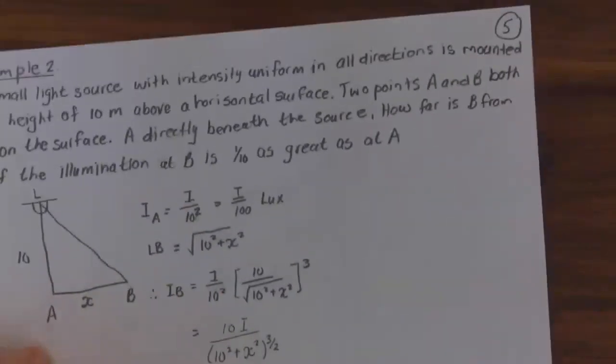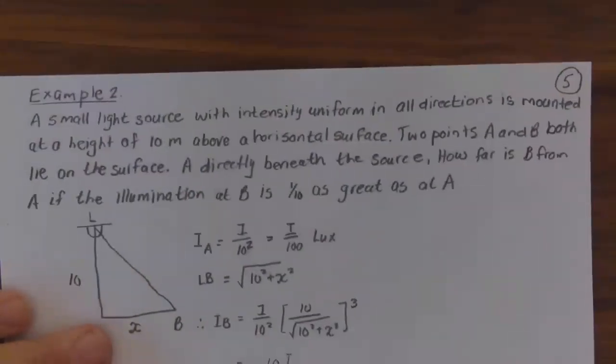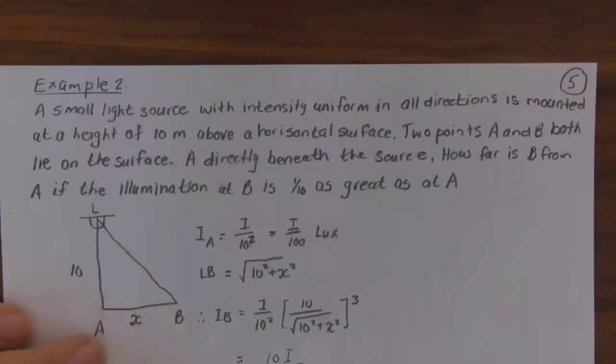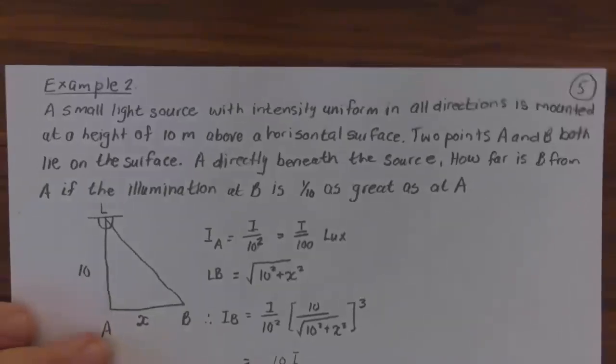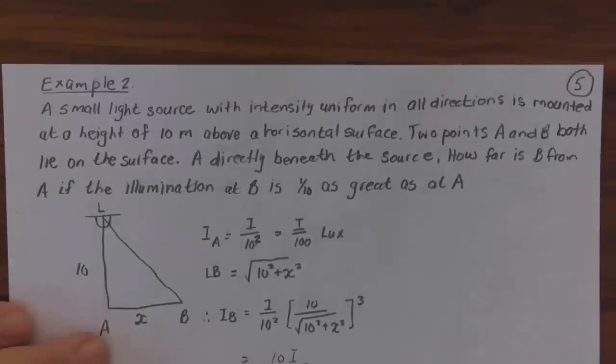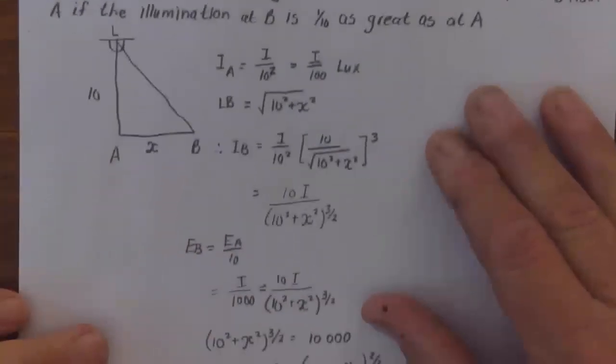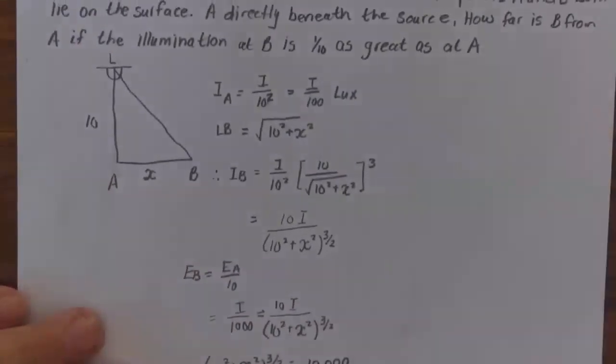Example 2. A small light source with the intensity uniform in all directions is mounted at a height of 10 meters above a horizontal surface. Two points A and B both lie on the surface. A is directly beneath the source. How far is B from A if the illumination at B is 1/10 as great as that at A? So there we have our drawing, 10 meters, and we want to know what is the illumination at B.